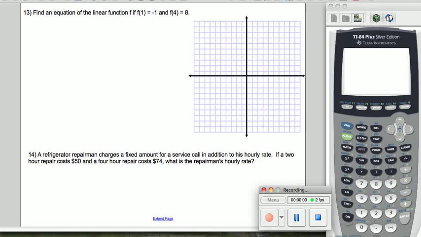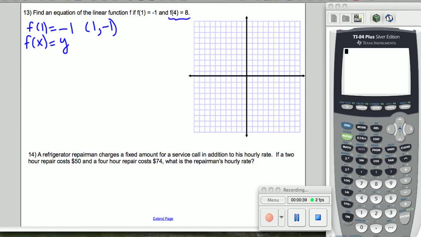For problem number 13, they're just asking us to find an equation of a line given 2 points. This is just a fancy way of asking for that. So here, when they say f of 1 is equal to -1, this is really f of x equal to y. Okay, so the 1 is our x, and the -1 is our y.